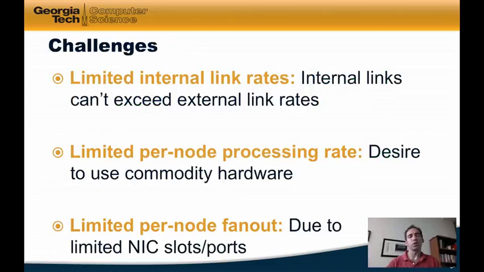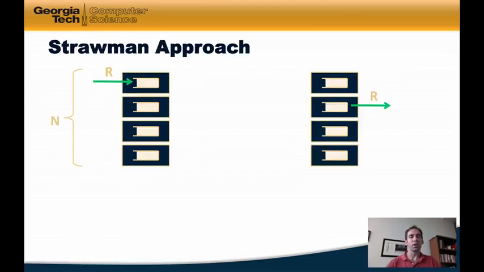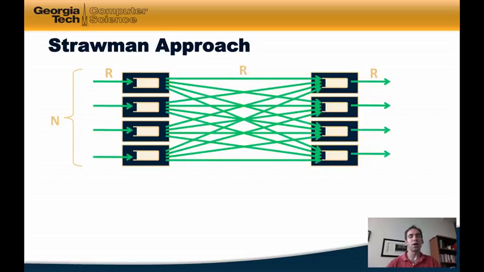So using a cluster of servers to design a programmable software data plane presents a number of challenges. The internal link rates can't exceed the external link rates, otherwise we can't use commodity hardware. Each node has a limited processing rate, and there is a limited per node fan-out. Let's now see how we might tackle these challenges. A strawman approach is to take each server and connect it to n other servers.